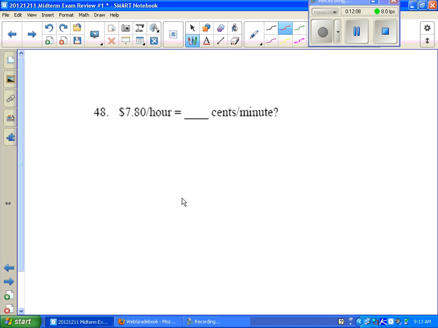$7.80 per hour equals how many cents per minute? Okay, so we have to do 2 conversions again. We have $7.80 per 1 hour. Okay, we have to convert dollars to cents, so we're going from dollars to cents. We have dollars on the top of our fraction, so we want to make sure $1 is on the bottom of our second fraction. And in $1, there are 100 cents.